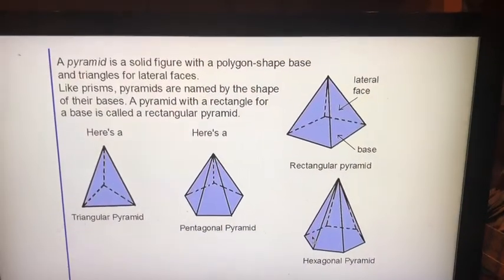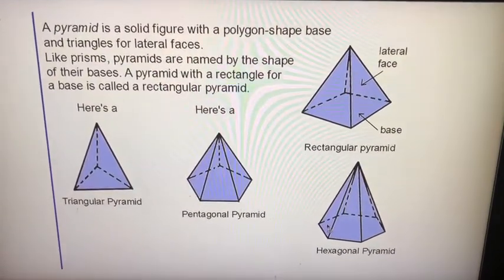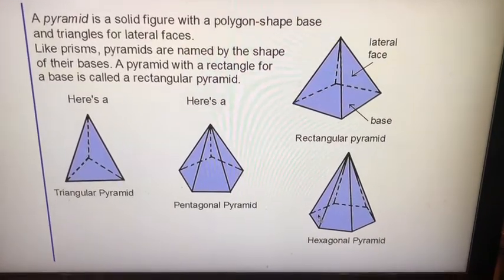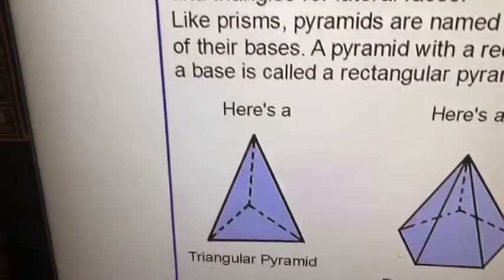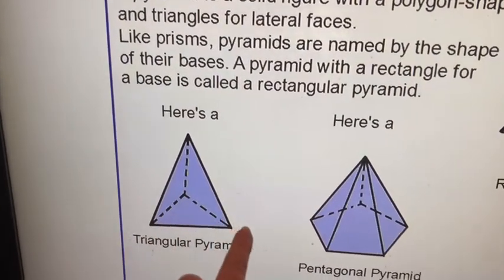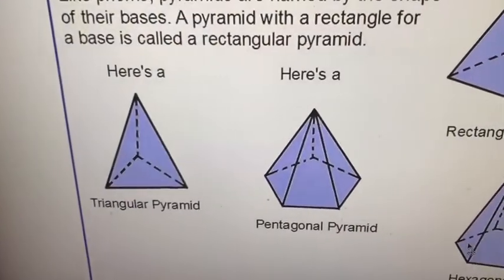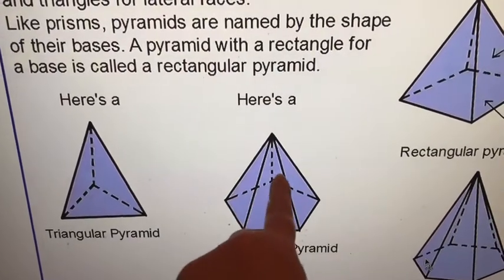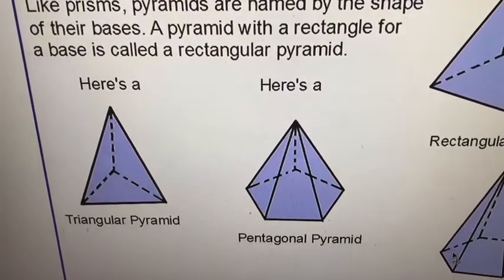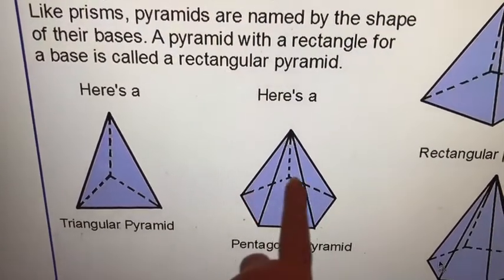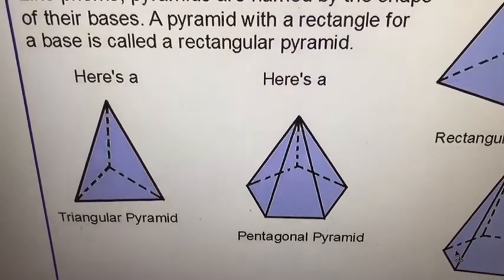All of these shapes here are pyramids, but one thing we need to know about a pyramid is it's named by the shape of its base, or whatever it is sitting on. So if you look at this one, you can see its base is a triangle. So that's called a triangular pyramid. And then if you look at the base of this one, it's got 5 sides, and we know the prefix penta means 5. So since its base is a pentagon, this is called a pentagonal pyramid.